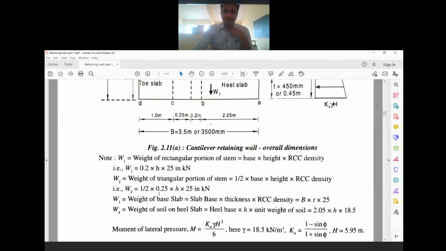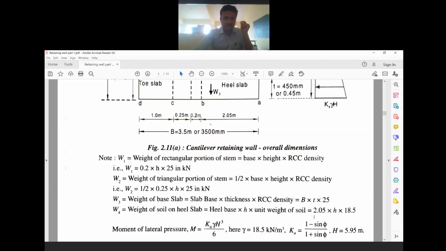Triangular portion area is half into base into height. So this is the area into density, that is, volume into length, which is 1. No problem here. Volume into density is the formula. Next, half into base into height is the area of the triangle for the length of 1 meter multiplied by density. So the triangular portion weight is obtained. Next, base slab dimension, rectangular portion: slab base width into thickness multiplied by 1 meter length into density of RCC, which is 25.